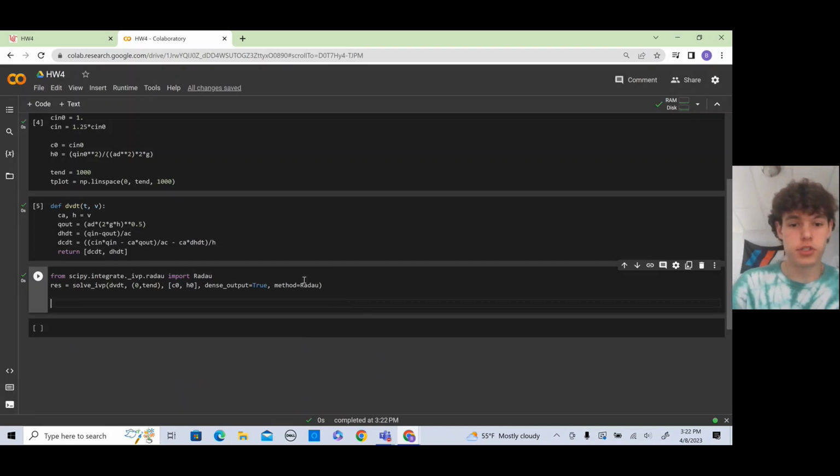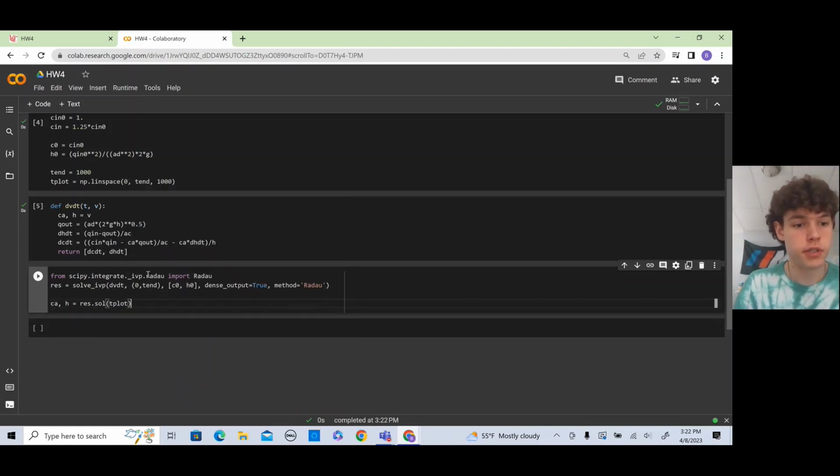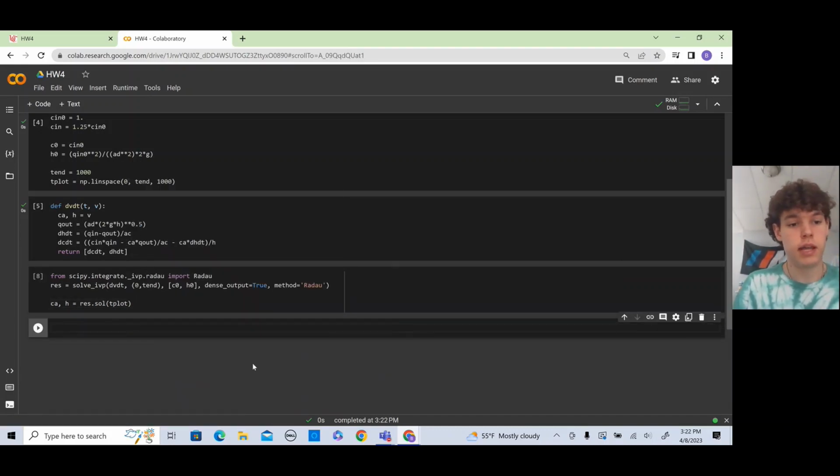Okay, I went back and checked real quick because I thought this didn't look right. This needs to have these in order to work correctly. So now we should be able to move on. All good. So CA and H will be equal to our res.sol for our t-plot, giving us the numbers for each one of those points. And then we'll move on to plot these out.